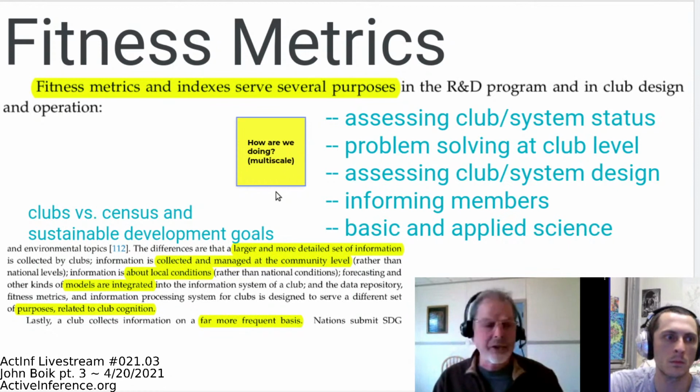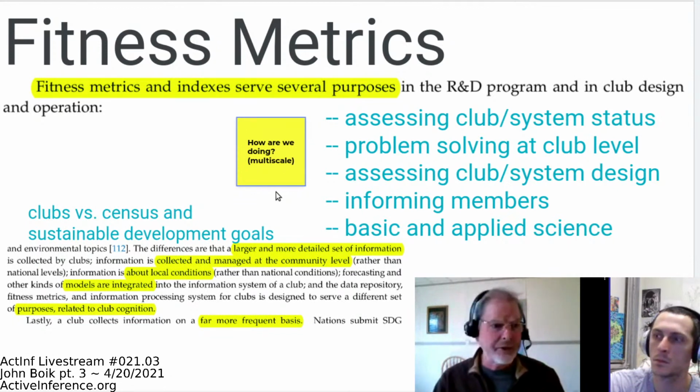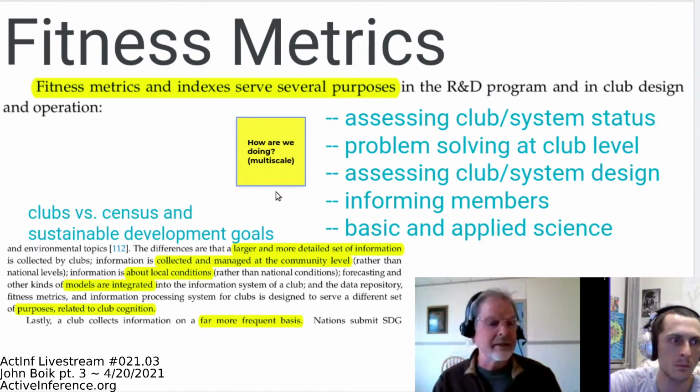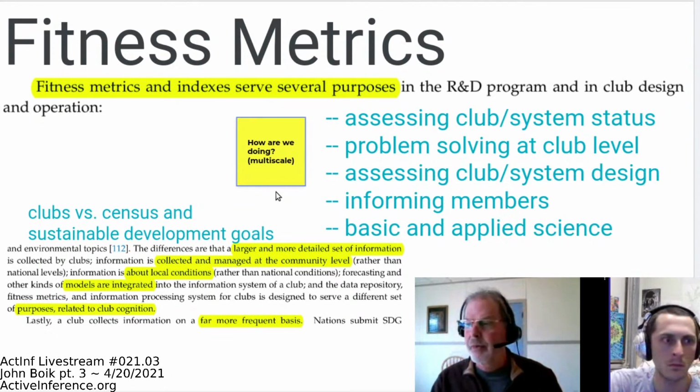Another use of information is just informing members. Everyone has day-to-day questions in their life. What career should I choose, or where can I buy fresh strawberries today, or whatever information that individuals need in living their day-to-day lives and running their businesses. The information gathered by a club could help them make better decisions in their own personal life. And then lastly, the data assessed would be a windfall for basic and applied science.